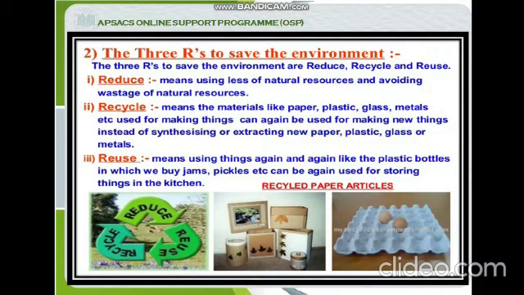Second, recycle, means the materials like plastic, paper, glass, metal, etc. used for making things can again be used for making new things instead of synthesizing or extracting new paper, plastic, glass or metals. Last but not the least, reuse, means using things again and again, like the plastic bottles in which we buy jams, pickles, etc. can be again used for storing things in the kitchen.